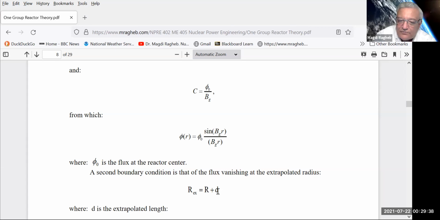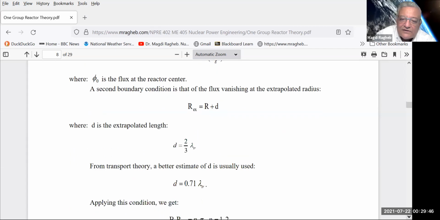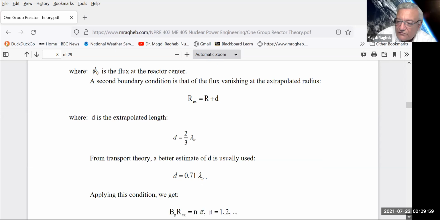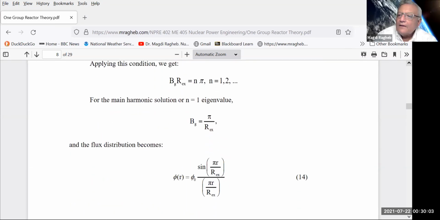We call this the extrapolation length. We call this the extrapolated radius or the extrapolated boundary. We can calculate that extrapolated boundary from the more advanced transport theory as 2/3 the transport mean free path. Some people take it as 0.71 the transport mean free path. We're going to use those values when we deal with a numerical example.